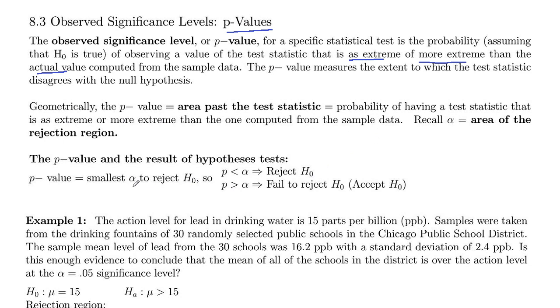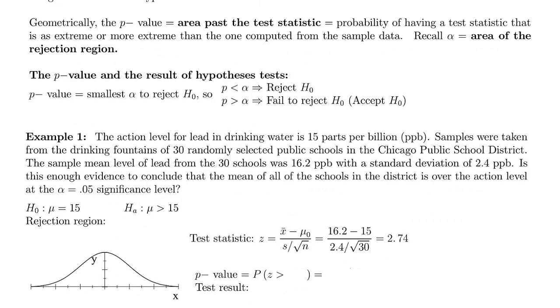So here's how you make your decision with the p-value approach. Your p-value you can think of as the smallest alpha that you would use and reject H0. So if p is less than alpha, you reject H0. And if p is greater than alpha, you do not reject H0. So you accept H0.